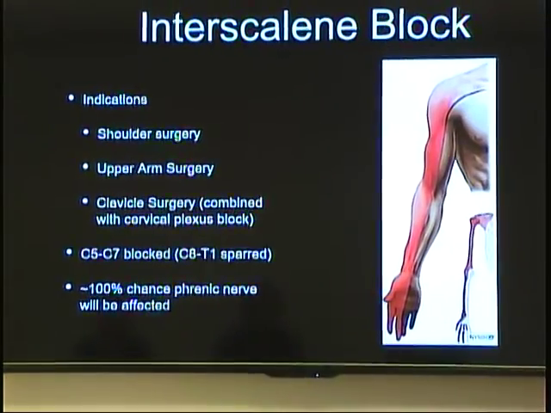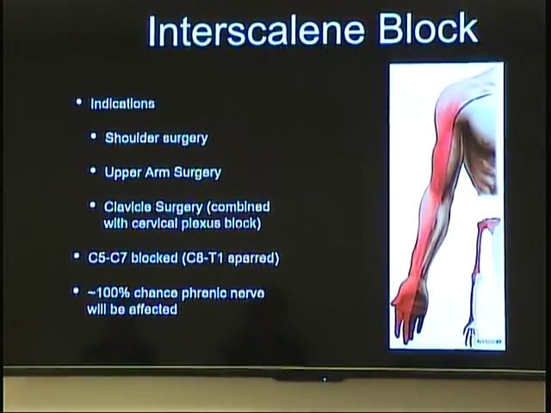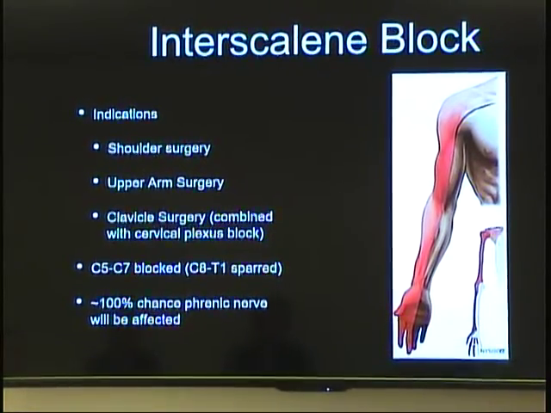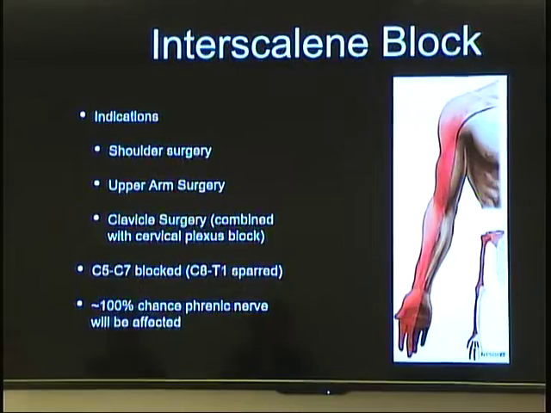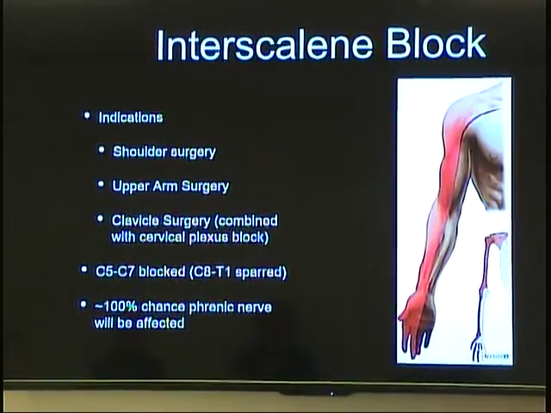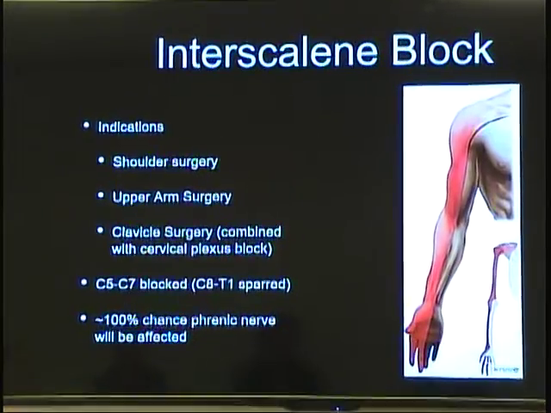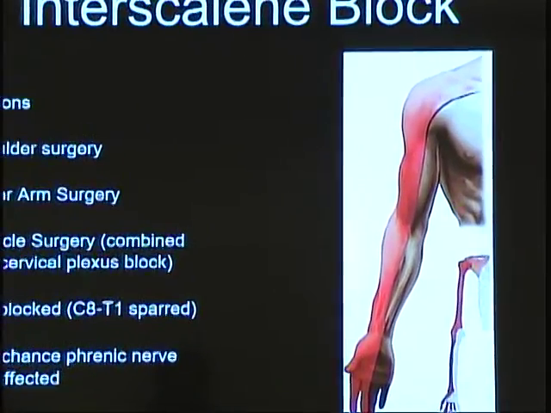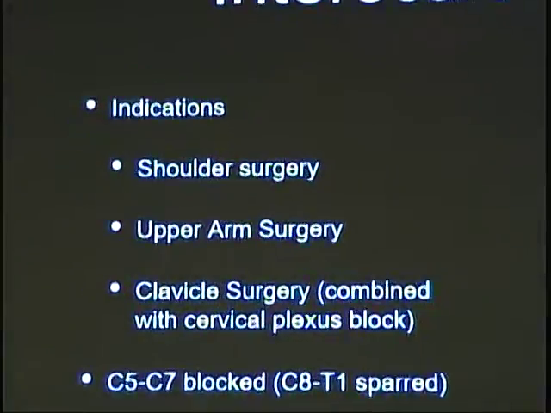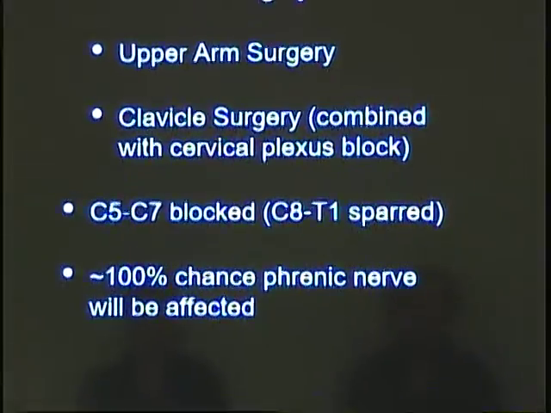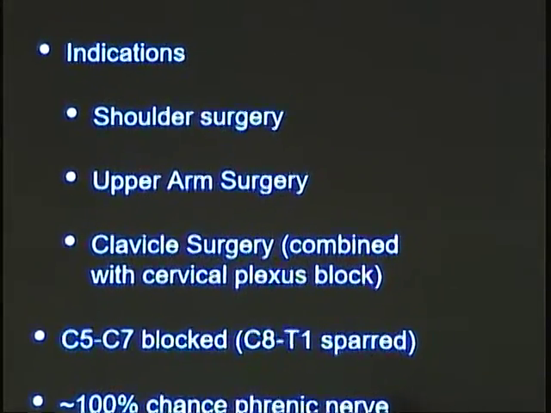This is great for shoulder surgery. I like this block a lot. You could do a little upper arm surgery, but you're getting C5 through C7 mostly, so you're missing T1. That means the medial aspect of the arm is missed. So this is not a great block if you're doing stuff lower down the arm. Or if for some reason you want to do the interscalene block, you could supplement with infiltration, or you could get individual nerves.